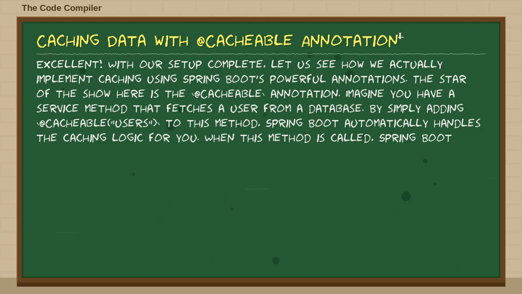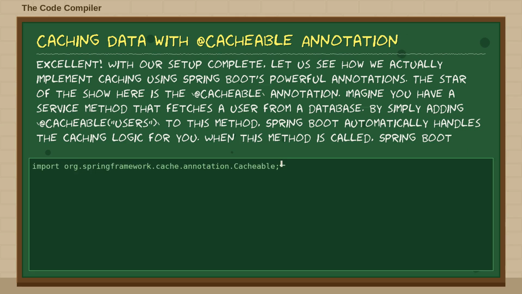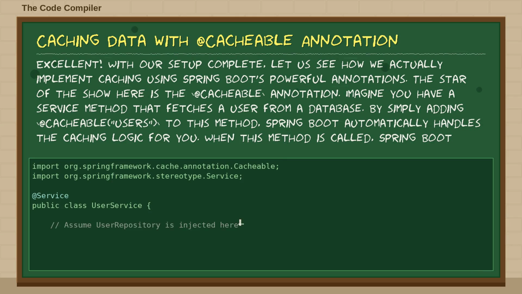It is like magic. You can also specify a custom key using the key attribute, for example @Cacheable(value = "users", key = "#id"), where #id refers to a method parameter. This ensures that each user has a unique entry in the cache based on their identifier.